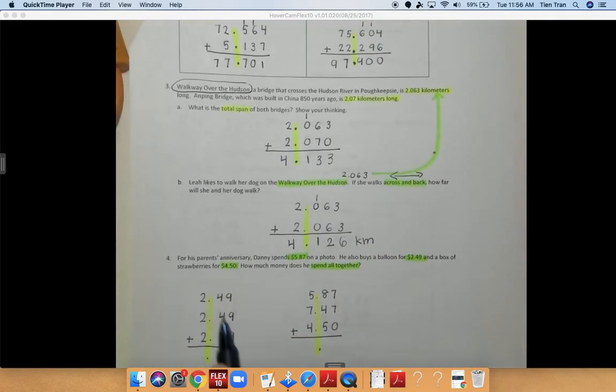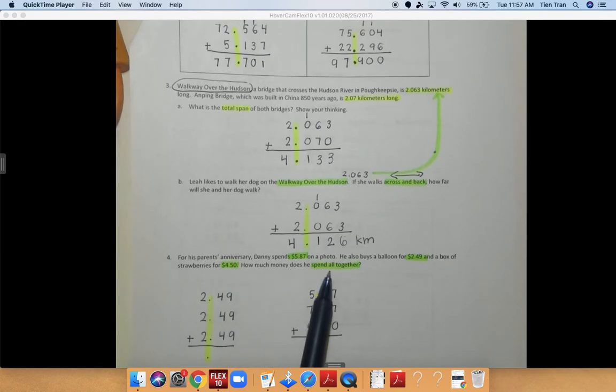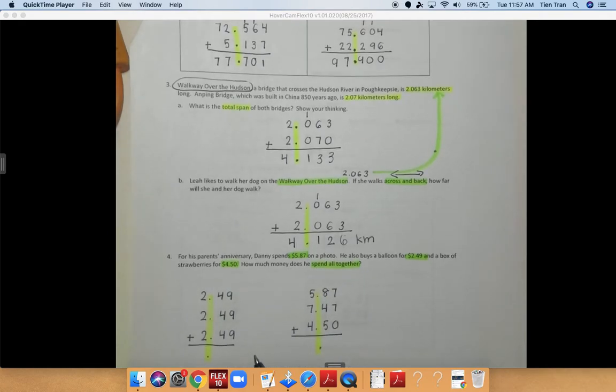Now, for number 4, for his parents' anniversary, Danny spends $5.87 on a photo. He also buys a balloon for $2.49 and a box of strawberries for $4.50. How much money does he spend altogether? So that means that I need to add all of my money together to figure out how much he spends, right? So the first thing I notice is that he spends $5.87. So I put that right here.